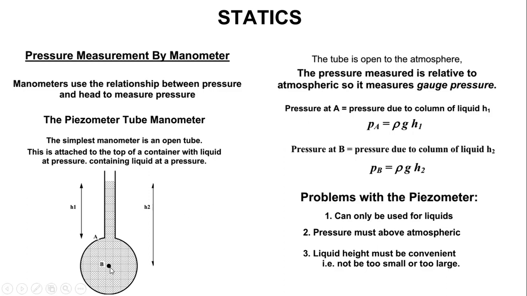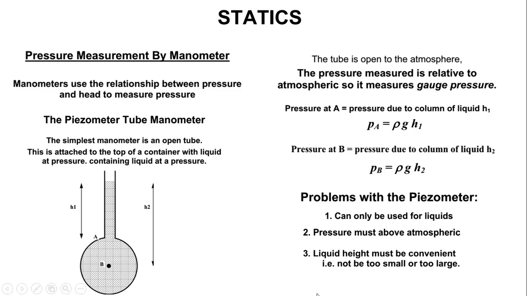Which means this one works mainly with the gauge pressure. So we are measuring the gauge pressure that we have here. So the pressure at A, for example, will be equal to rho g h1, just the pressure due to the column of the fluid h1. Then the pressure at B will be equal to rho g h2, due to this column at h2. That will be the pressure that we are looking at.